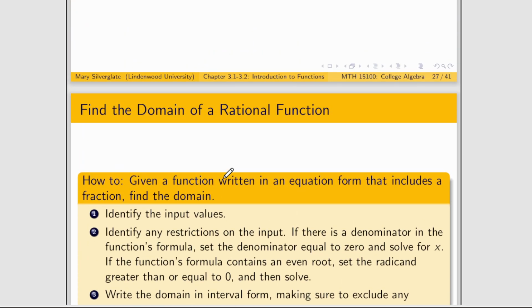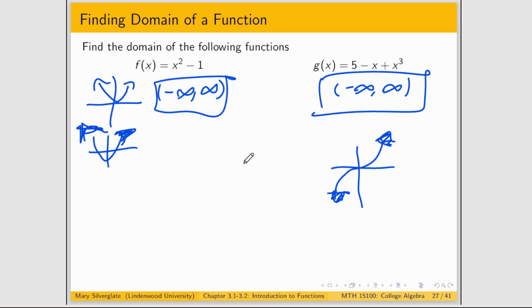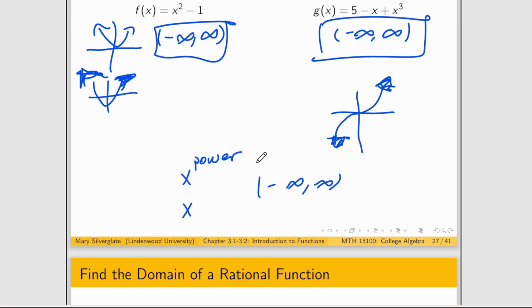And I should actually emphasize that these rules are also true for anything that's a polynomial. That's not a type of function we've formally studied yet, but anytime you just have x to a power, or an x just by itself in a linear function, that will always be negative infinity to infinity. There's no numbers I'm not allowed to raise to some exponent or have by themselves.